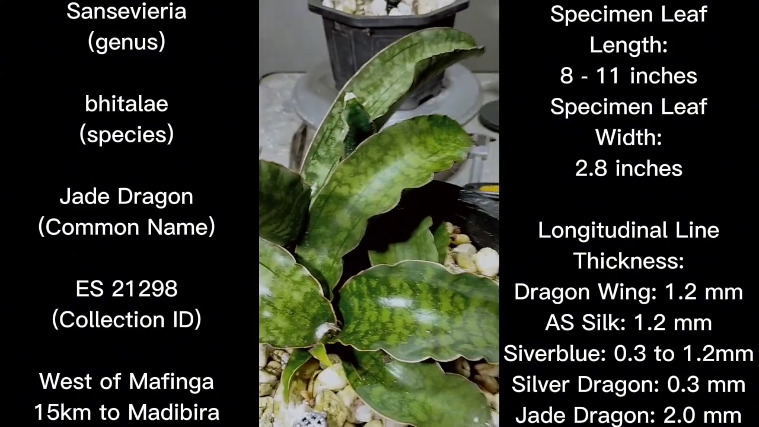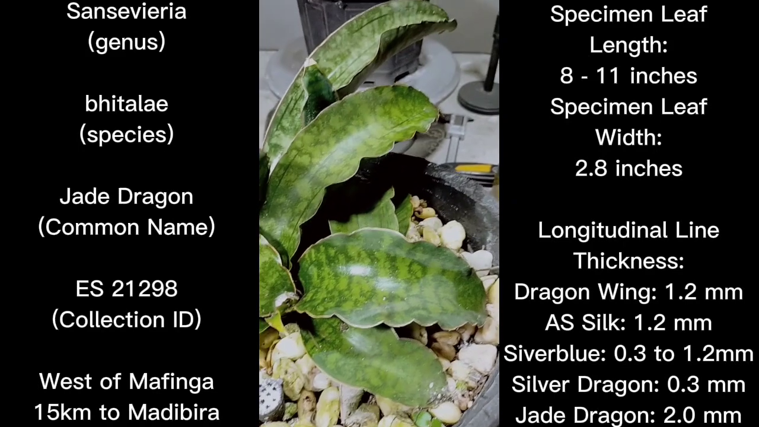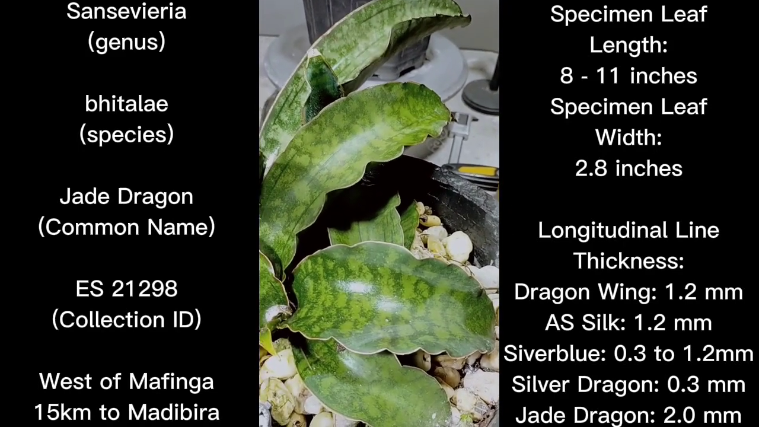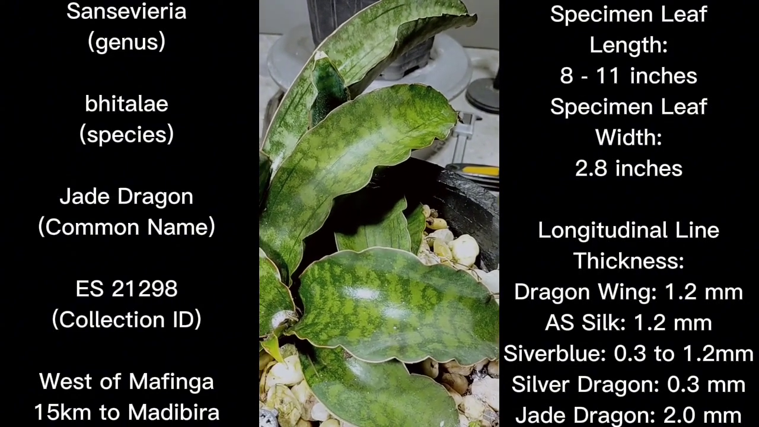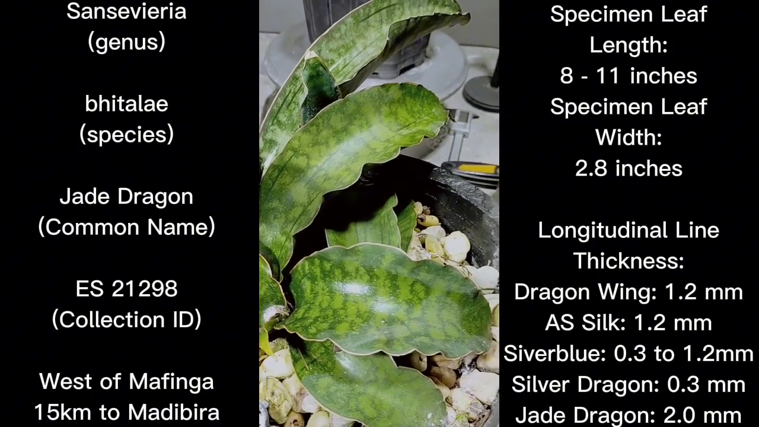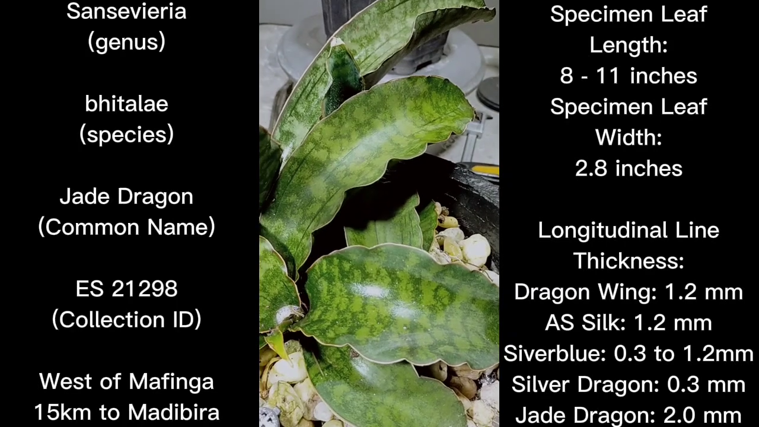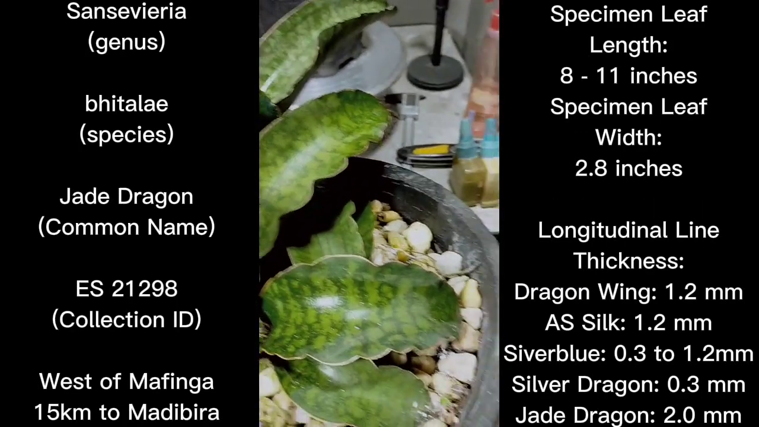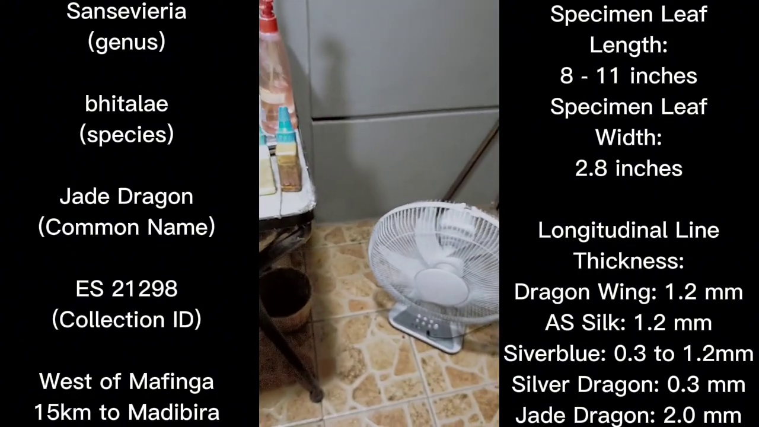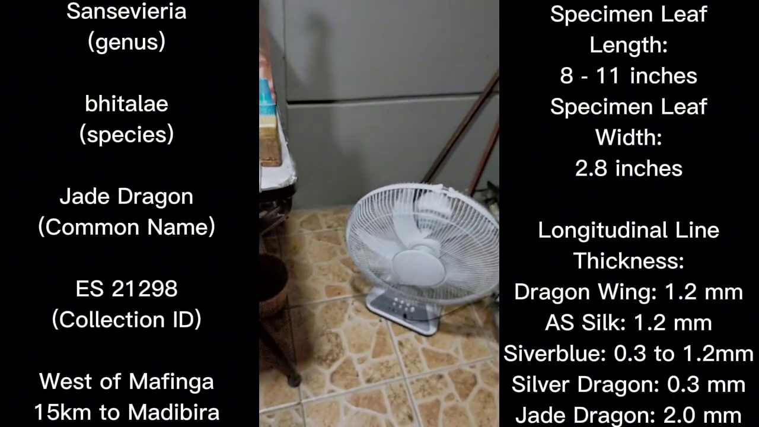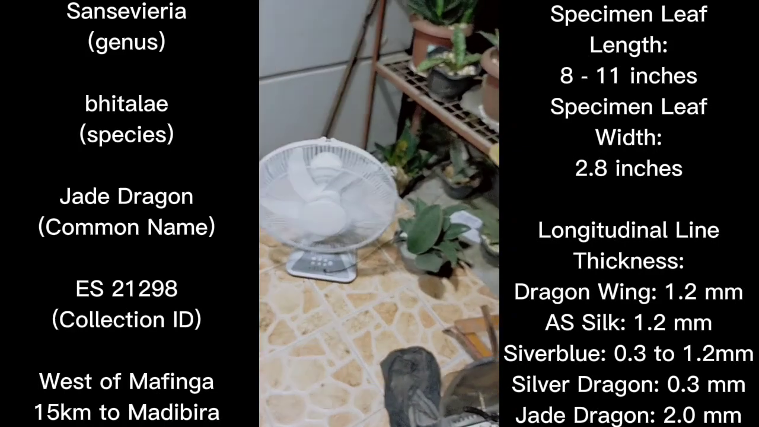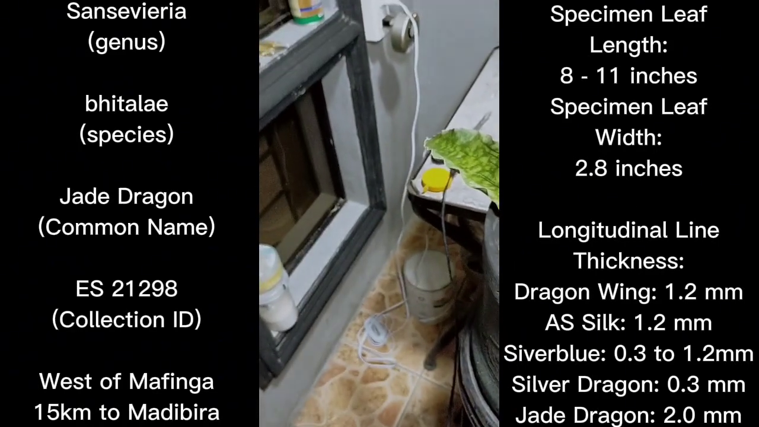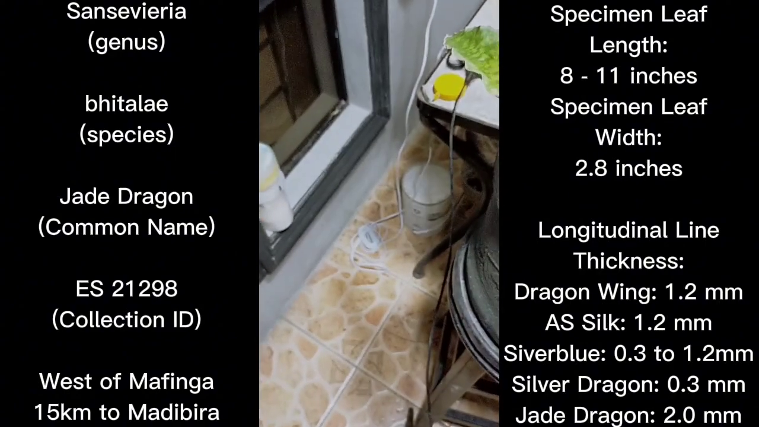Now we'll be discussing about the characteristics of the Sansevieria species known with the collection ID ES21298 or the Jade Dragon. So I will have to clip the camera again and then take some data or measurements, collect some data from the specimen of ES21298 or known as the Jade Dragon.